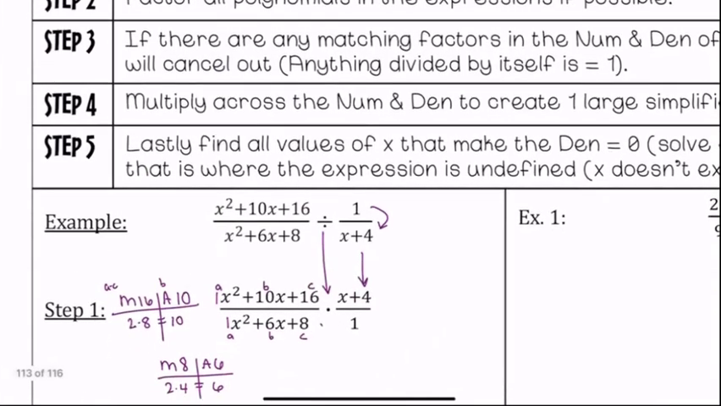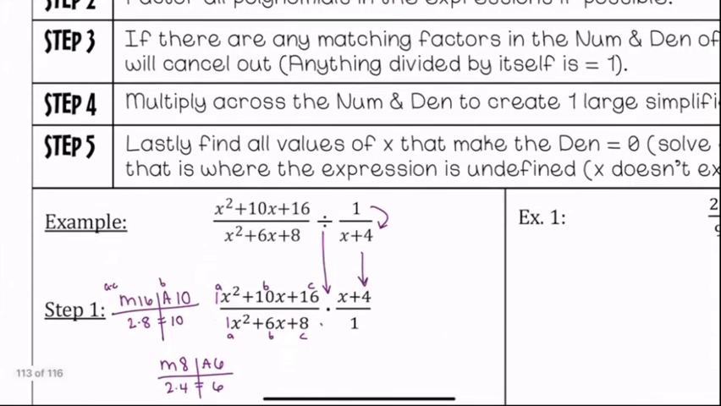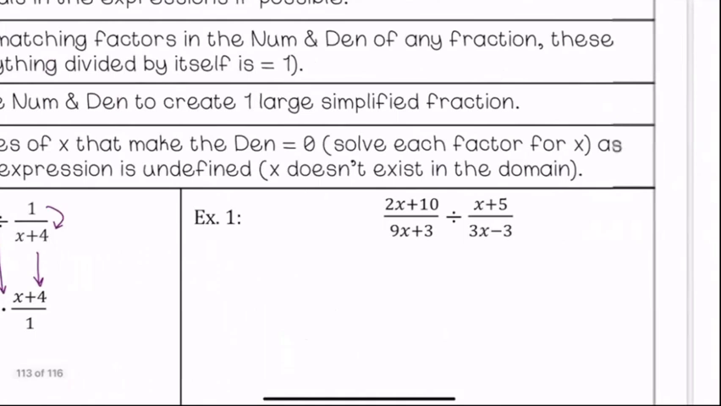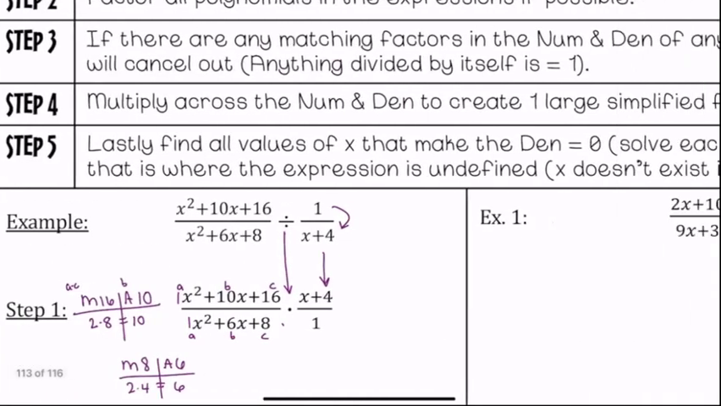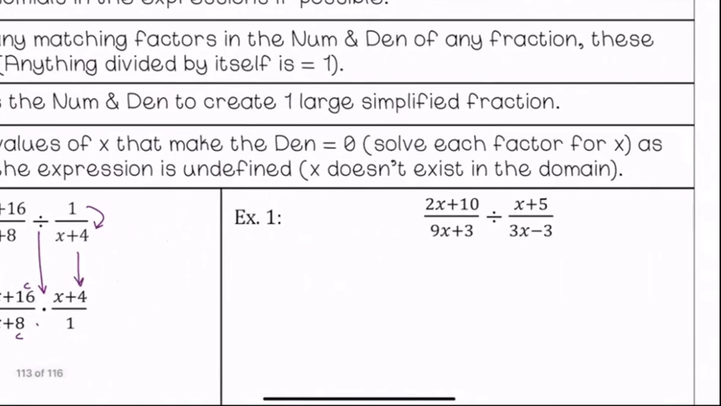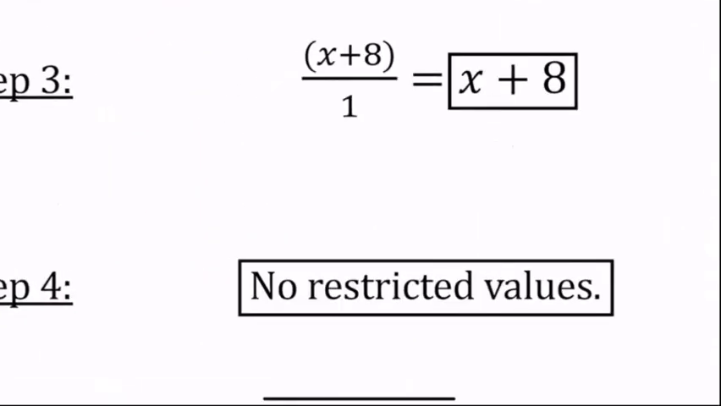And then step 5, I just realized I numbered these wrong. And then step 5 says, lastly, find all values of x that make the denominator equal to 0. Solve each factor for x, as that is where the expression is undefined, meaning x does not exist in the domain. So we're looking for whatever could make our denominator equal to 0.